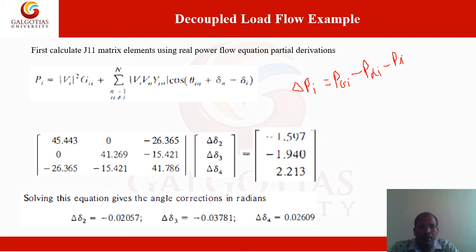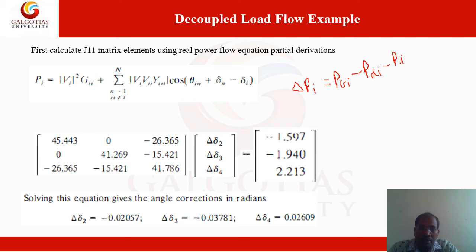So PGi and PDi we can get, and convert these values into per unit. Here the reference values are 100 MVA and 230 kilovolt. So we convert them into per unit and put in the PGi and PDi values, and Pi we calculate using these equations. The values of theta i, delta i, Gi and so on are taken from the line data, and we calculate Pi, PDi, and so on for bus number 2, bus number 3 and bus number 4.